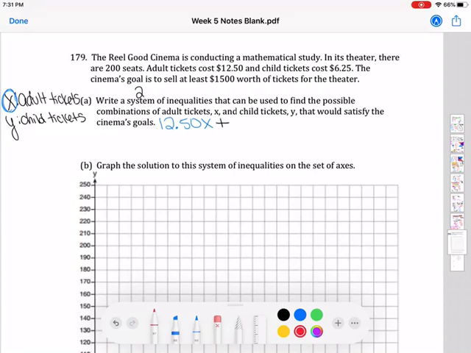Now, in addition to that, they also sold some child tickets. The child tickets were $6.25 each, and they sold Y of them. However many Y is, we don't know. That's what we're trying to figure out. But it's going to be 6.25 times Y to ultimately tell me how much money was spent for child's tickets.